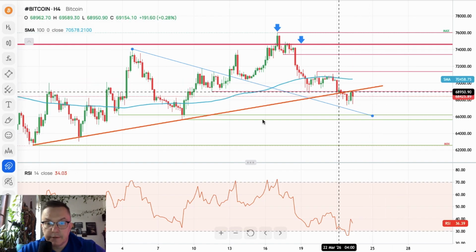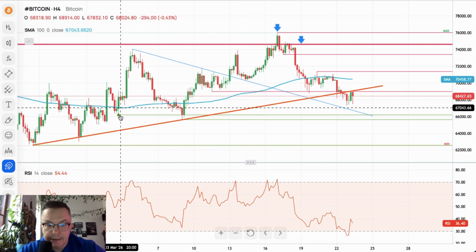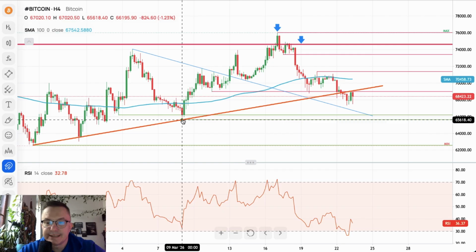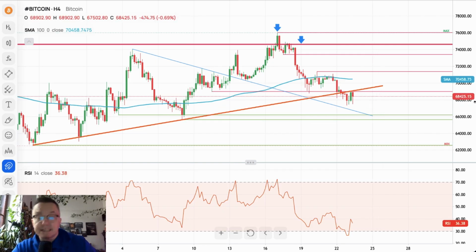If there is a breakout to the downside, the next targets are around 66,161 and 65,618. That's everything from me for today.